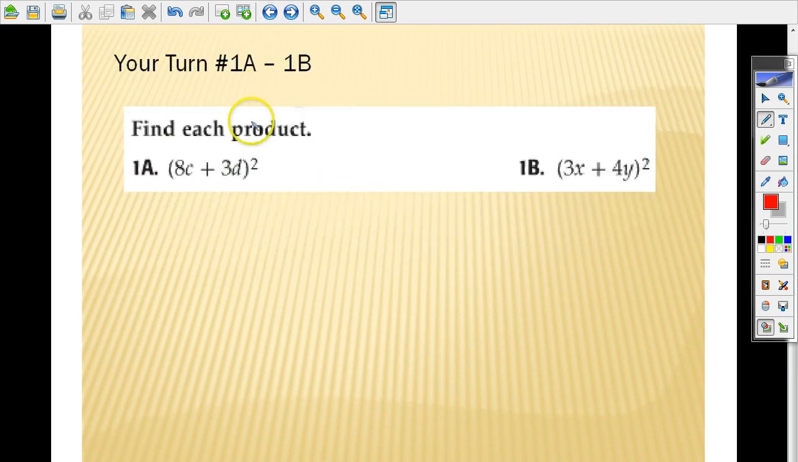Okay. So here's your turn, numbers 1a and 1b. Again, let me write the equation here. If you're adding a plus b and squaring it, you're going to have a squared plus 2 times ab plus b squared. So apply this equation to each one, 1a and 1b. Go ahead, solve your problems, and then come back when you are done.